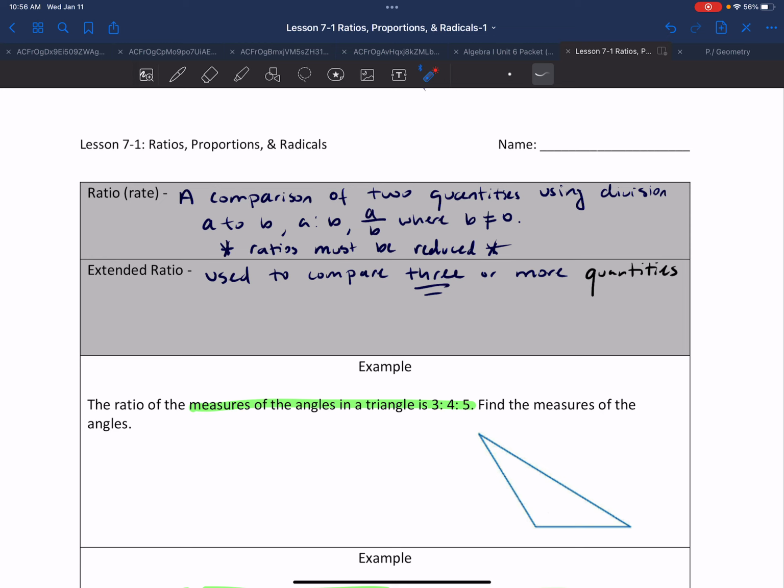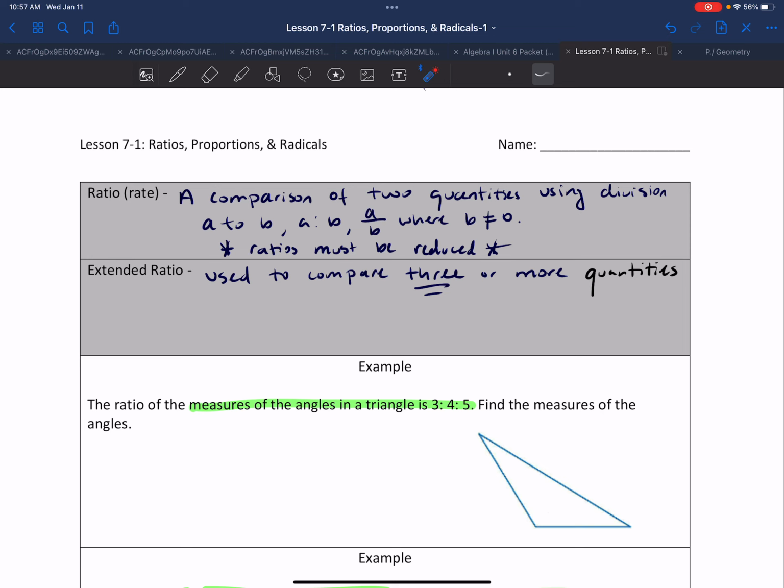It is basically a comparison of two quantities using division, and we can express that as A to B, or A colon B, or A divided by B, where B cannot be 0. The reason why B cannot be 0 is because you cannot divide by 0. That will give you an undefined.